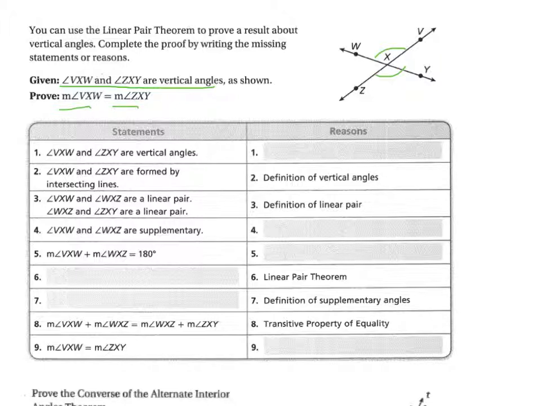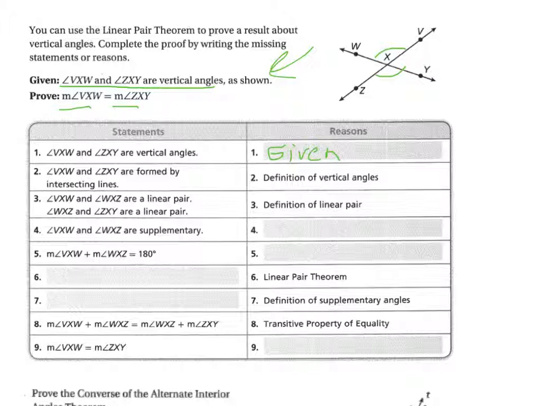First reason, right off the bat, we don't have anything to choose from. We're having to come up with this, but it's a given. That was given to me. VXW and ZXY are vertical angles. That was given right here. So then we have that VXW and ZXY are formed by intersecting lines. Well, that's the definition of vertical angles. Vertical angles are formed by intersecting lines.